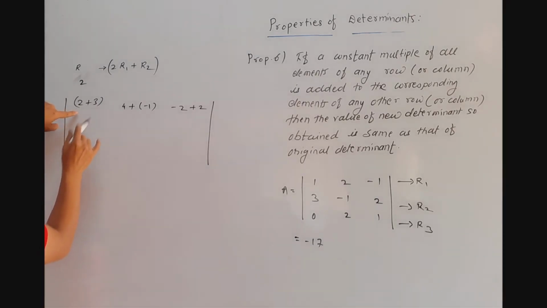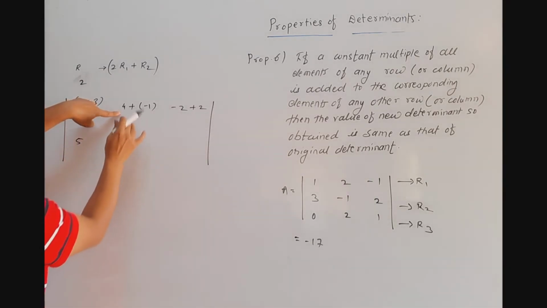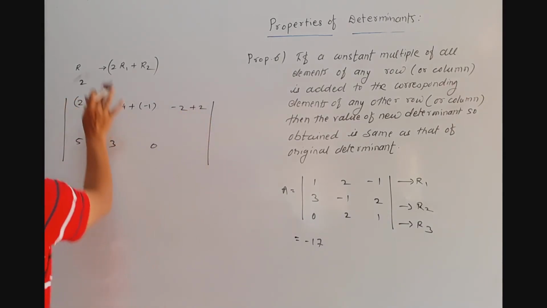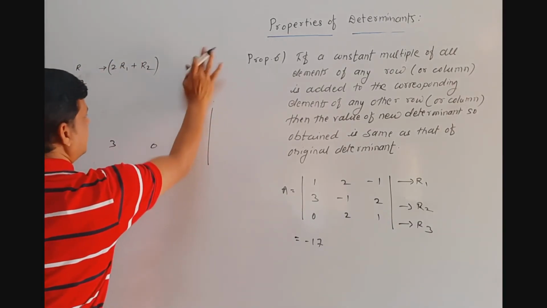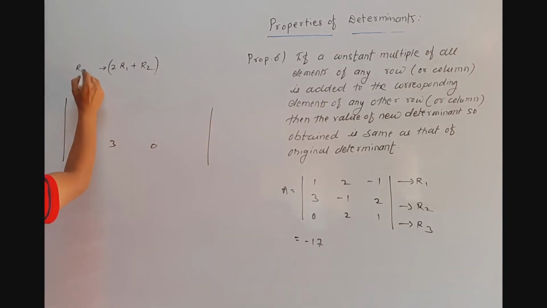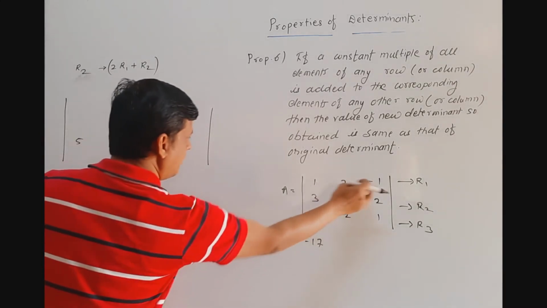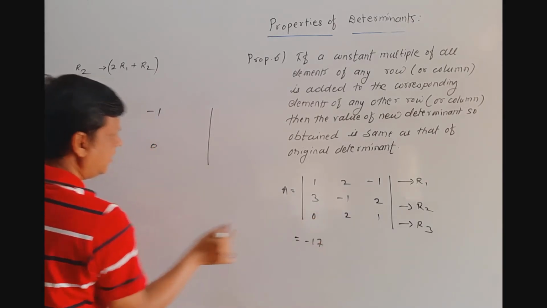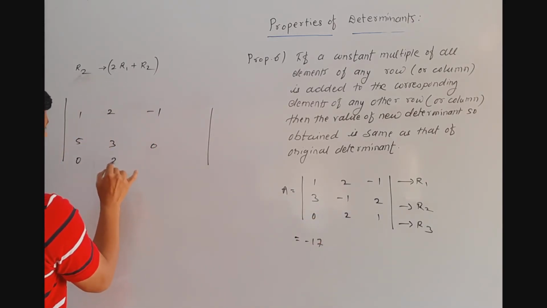So we write this as 2 plus 3, 5. Then 4 minus 1, we write a 3. Minus 2 plus 2, we write a 0. And these are the elements of second row, because we write here R2 changes to. If you write R1 changes to, then you have to write this value in first row. So keep first row as it is 1, 2, minus 1, and third row as it is 0, 2, 1.